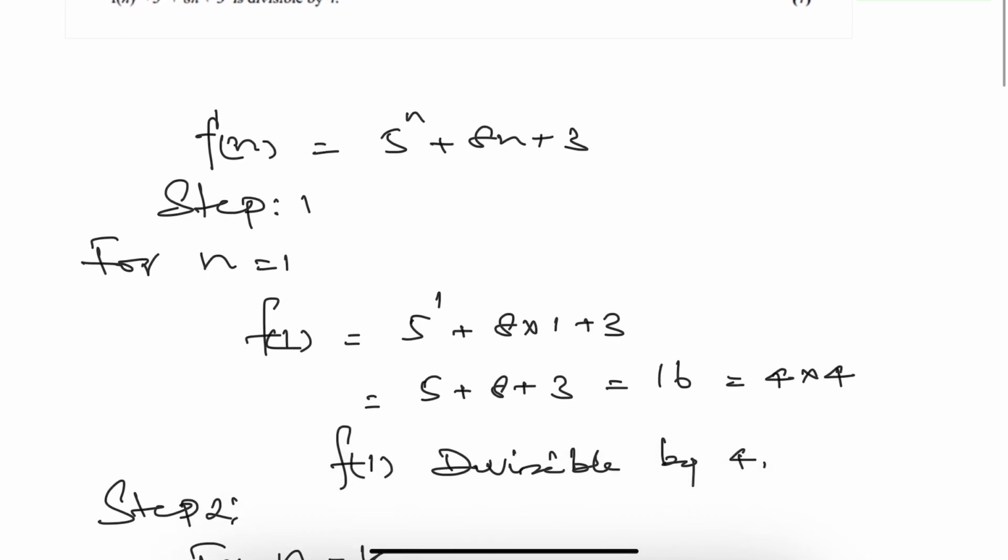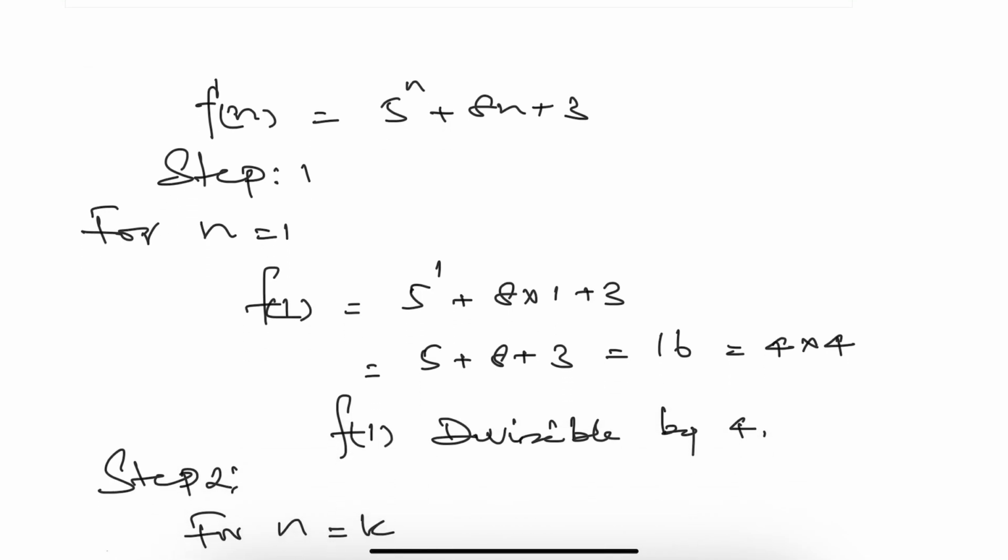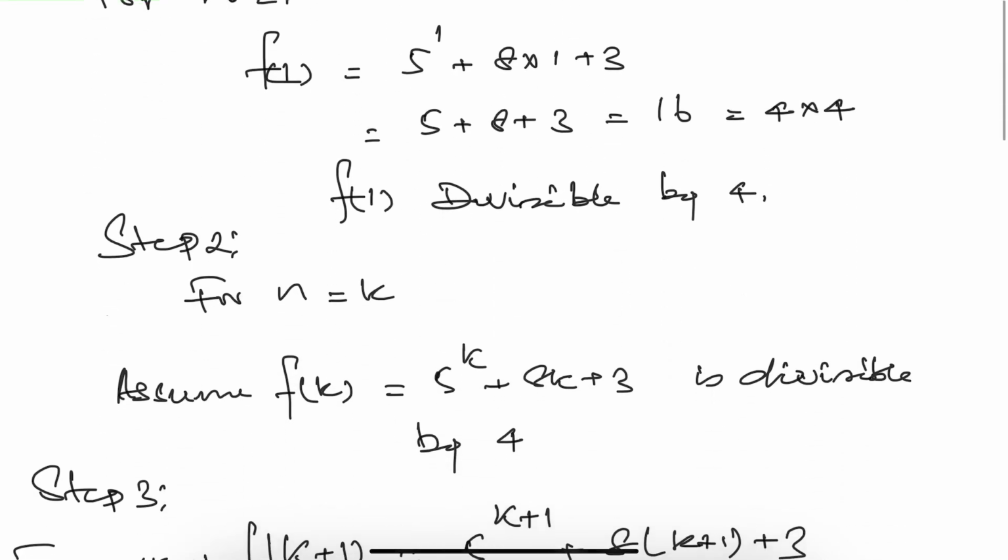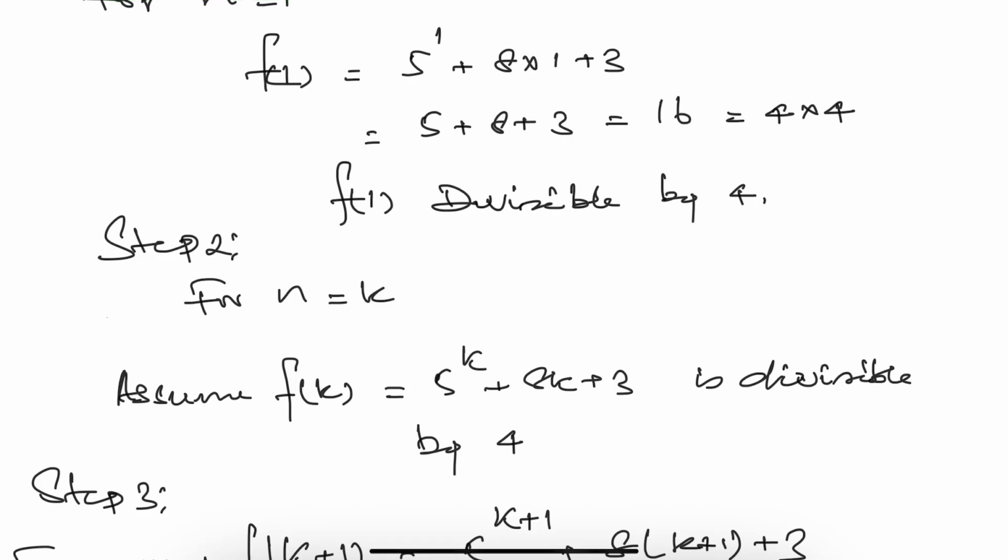Let me write that function again. f(n) equals 5 to the power of n plus 8n plus 3. As normal, start from step 1. Step 1 is for n equal 1. f(1) equals 5 to the power of 1 plus 8 times 1 plus 3. So that will be 5 plus 8 plus 3, which is 16. 16 is divisible by 4, 4 times 4. So f(1) is divisible by 4. For n equal 1 is done.